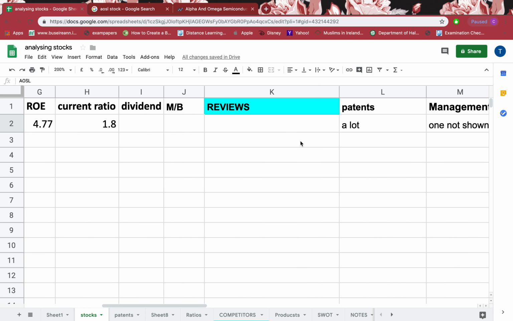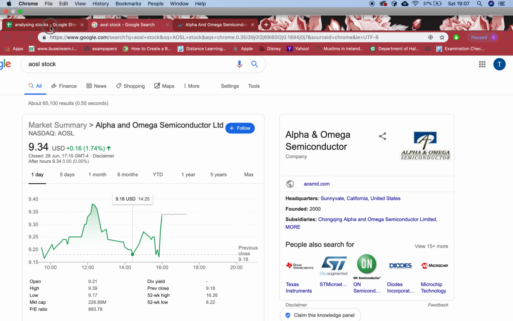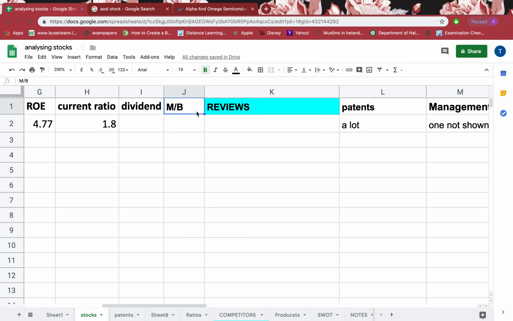Okay, and let's look at the dividend. If I look at the dividend from Google, I can see there's no dividend being paid. They don't pay any dividend, which could mean they might not be financially that good that they can pay extra money to their shareholders. So they might be investing all the money in the firm, and they're not generating enough to give to their shareholders. So dividend is very important.